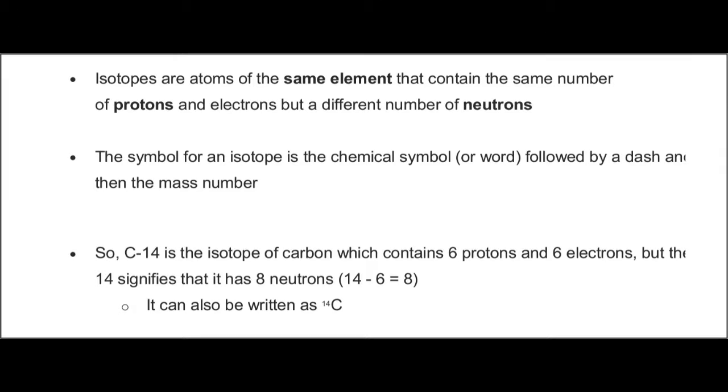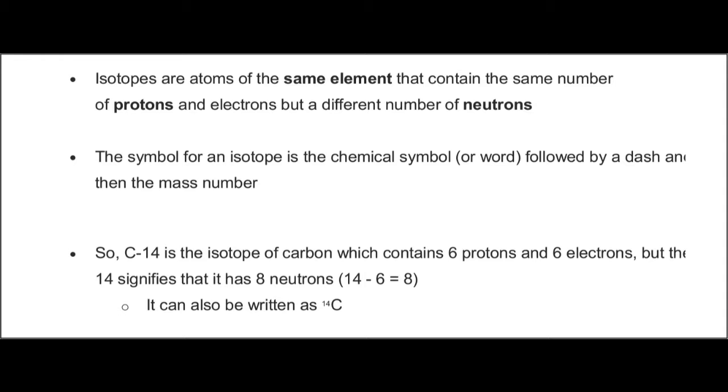Tonight's video, I am going to tell you about isotopes. Isotopes are atoms of the same element that contain the same number of protons and electrons but a different number of neutrons. The symbol for an isotope is the chemical symbol, or word, followed by a dash and then the mass number.